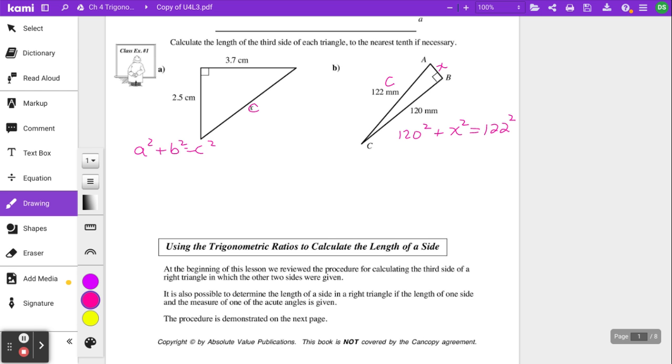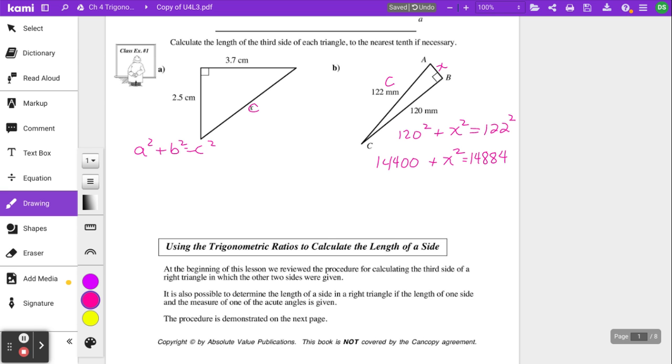So now 120 squared, 12, 100, oh, this is a huge number. What's 120 squared? Yeah, that's right. Okay, what's 122 squared? Say it louder, Adrian. 14,884. Okay.